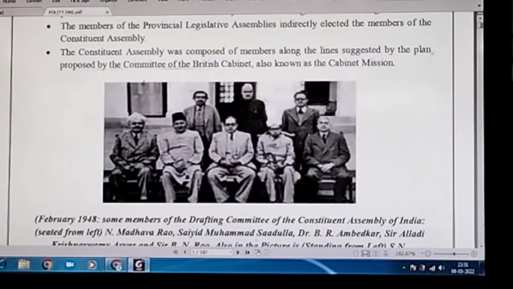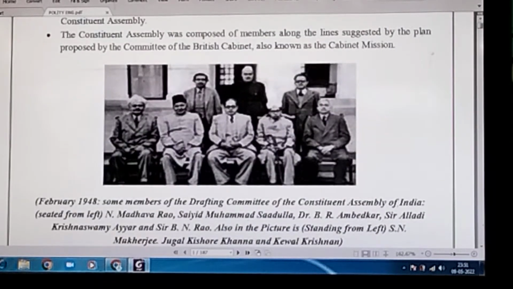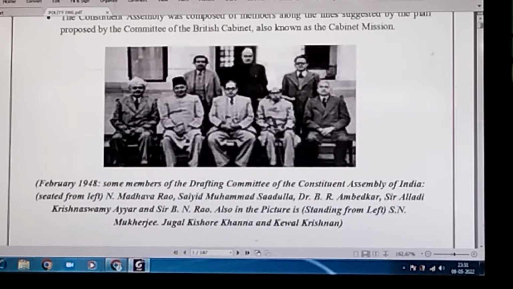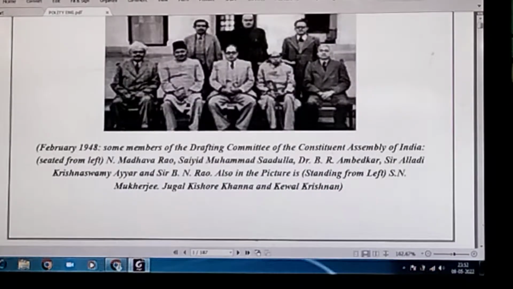In this picture, February 1948, some of the members of the Drafting Committee of the Constituent Assembly of India, seated from left: N. Madhava Rao, Syed Mohammad Saadulla, Dr. B.R. Ambedkar, Sir Alladi Krishnaswami Iyer, and Sir B.N. Rau. Also in the picture, standing from left: S.N. Mukherjee, Jugal Kishore Khanna, and Kewal Krishnan.